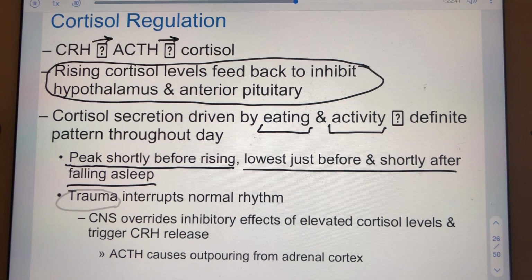a possible exception in your case because you're a college student and probably have a very strange schedule. Okay, trauma can actually interrupt our normal rhythm and therefore interrupt our normal cortisol pattern.